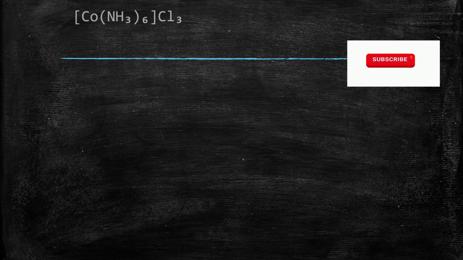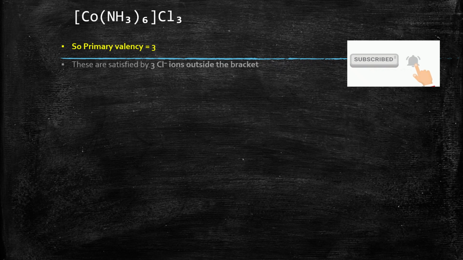Now we'll understand Werner's theory by using this example. See the compound name hexaamine cobalt 3 chloride. Here the primary valency is 3 because there are 3 chloride ions present outside the bracket, that is called primary valency. This primary valency indicates the oxidation state of cobalt.